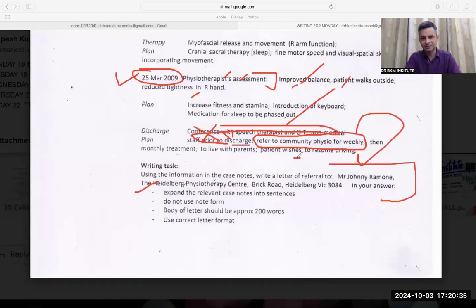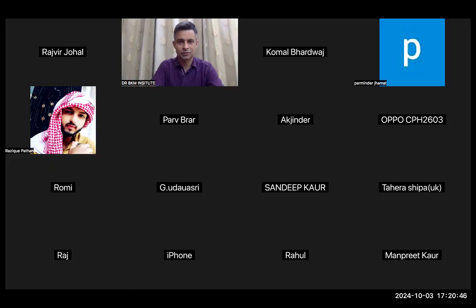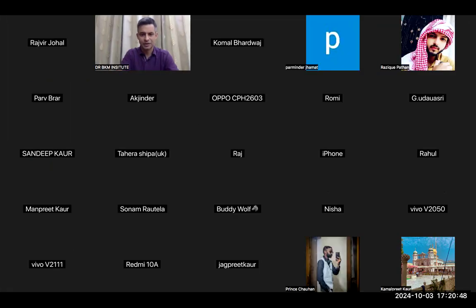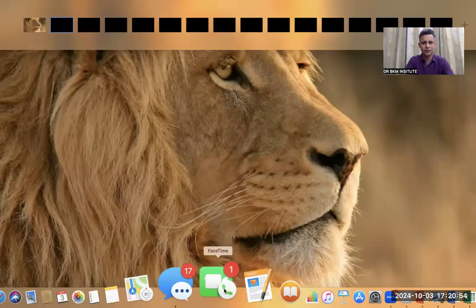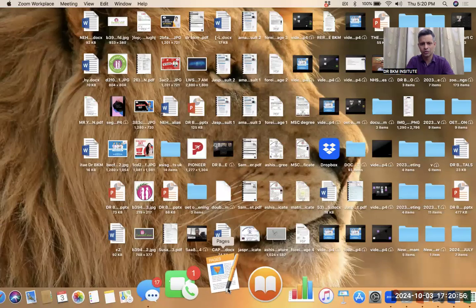With his parents, patient wishes to resume driving. So if I have to just write the purpose of the letter, then this is what you need to understand. Even if you are a doctor, a nurse, or a physiotherapist, this letter is for you all.